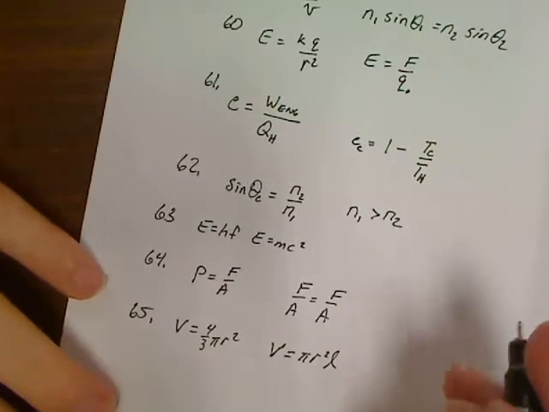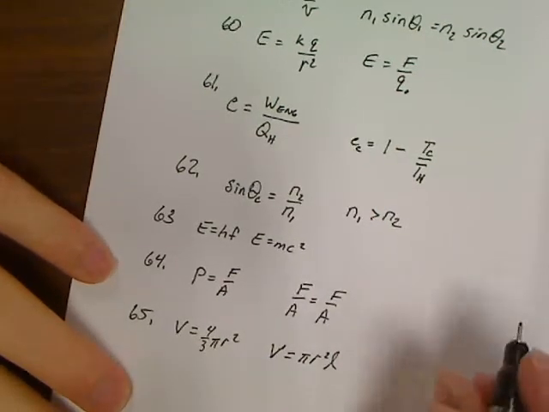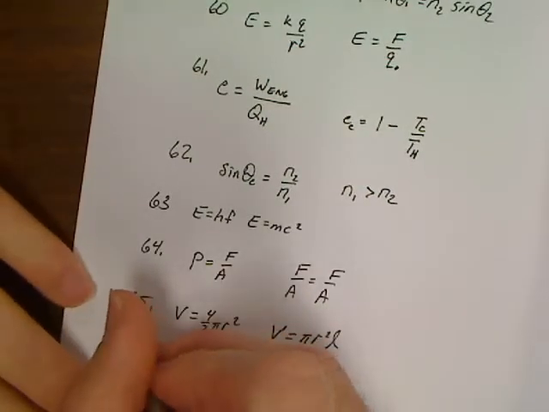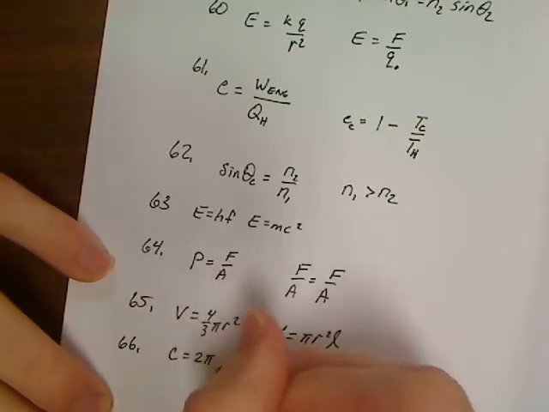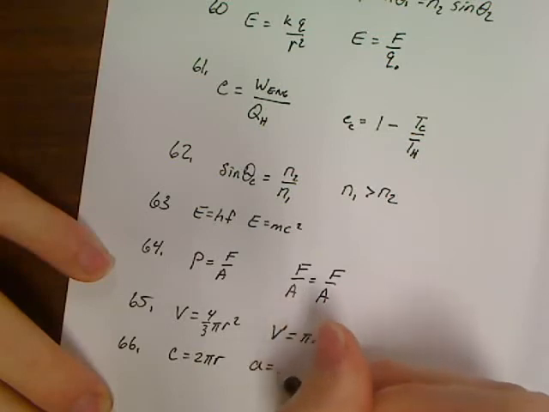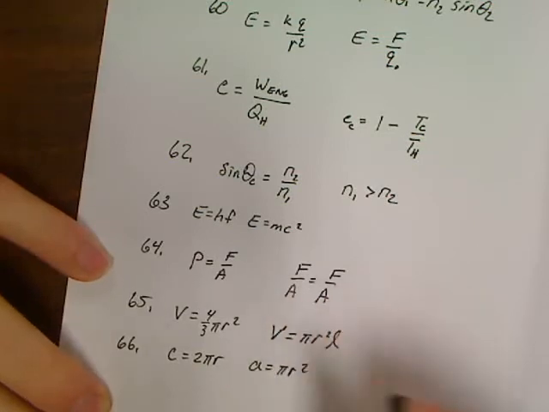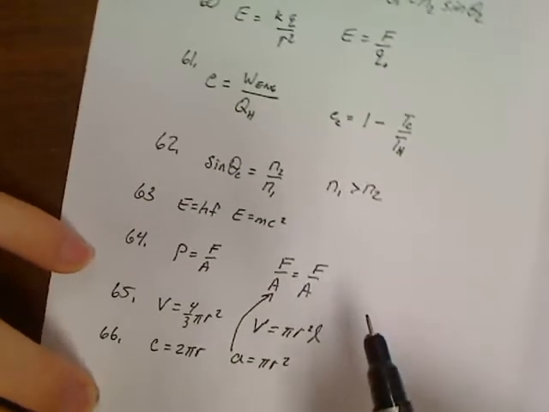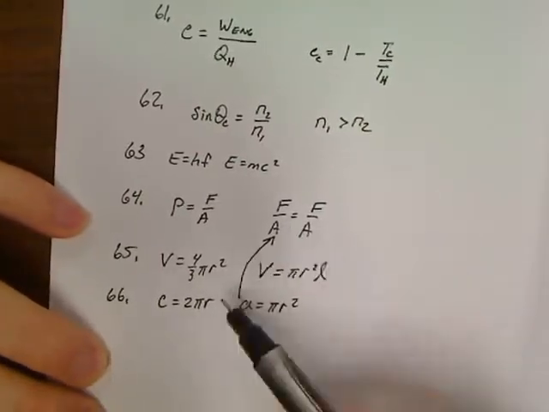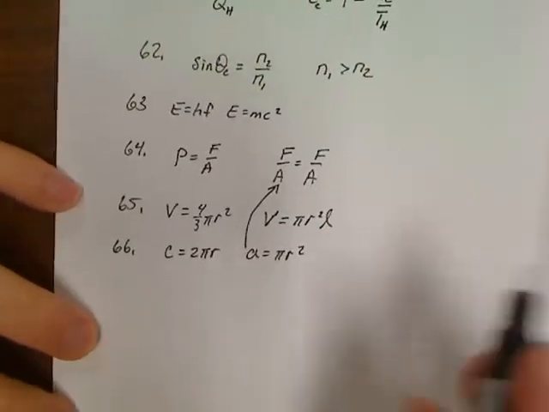Circumference and area of a circle. Alright, 66. Circumference is equal to 2 pi r. Area is equal to pi r squared. A lot of times when we do those cylinder questions, we end up using that tied back in with it.